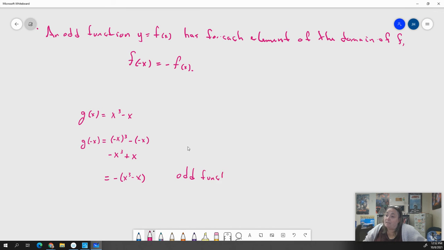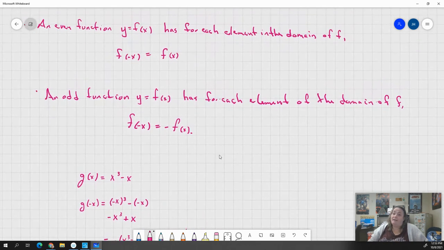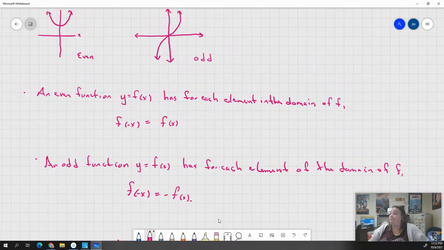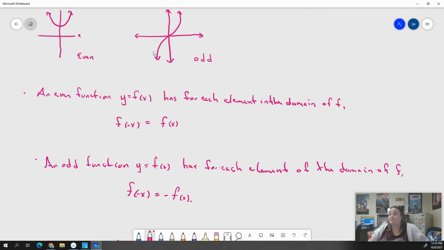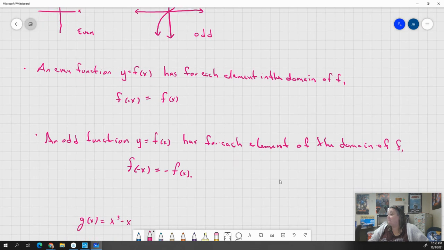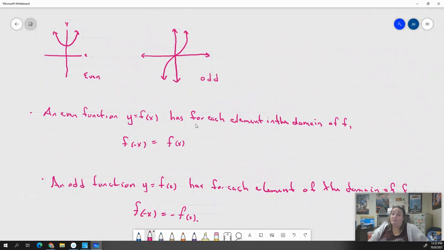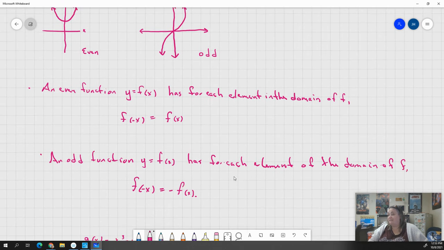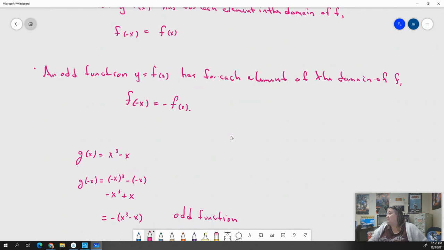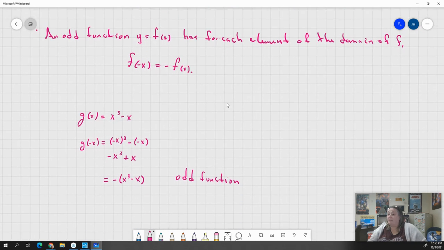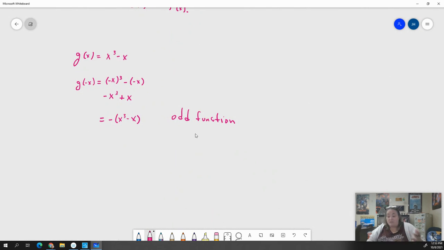What it tells me is that this is symmetric about the origin, right? It's the second one. Now, I could have told you that because it's a cube, and cubes are always symmetric about the origin if they're symmetric at all, right? Just like I could tell you that anything with an even degree, if it's symmetric at all, is going to be symmetric about the y-axis. So this is what an odd function looks like. That's a good example of an odd function.